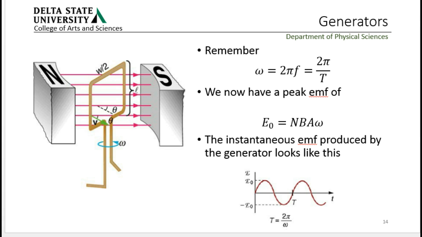We now have a peak EMF. E naught is NBA omega. So the instantaneous EMF looks something like the sine wave here, where it goes up, down, right? And that is one period.